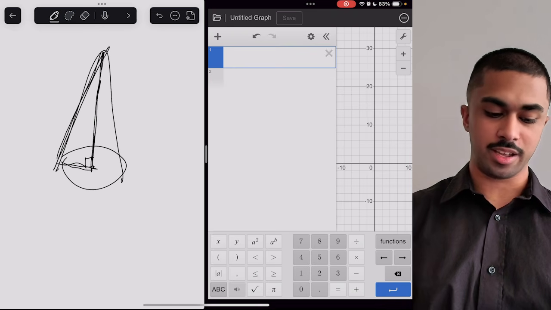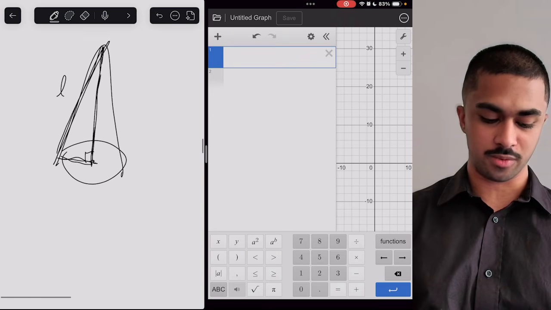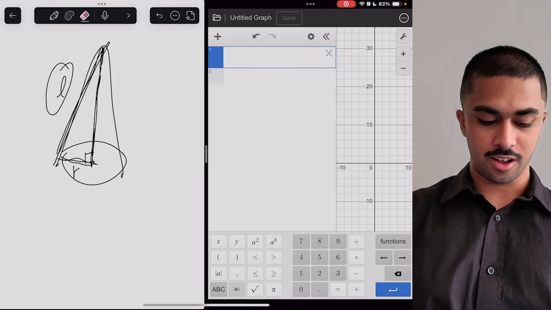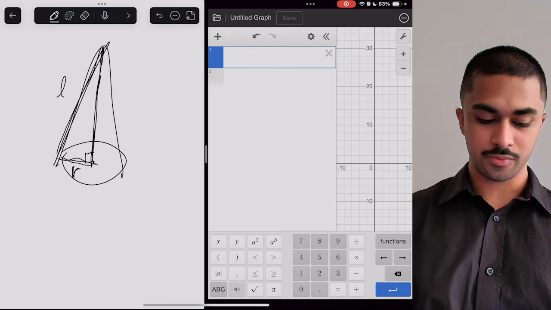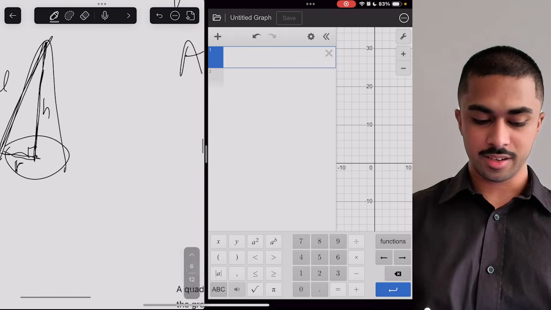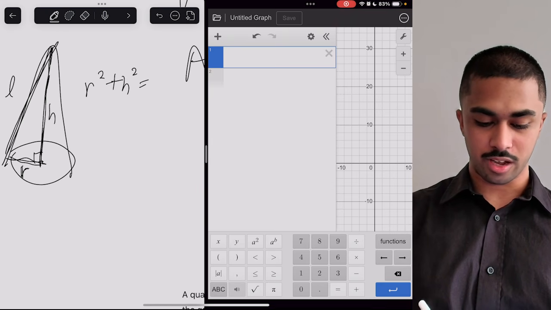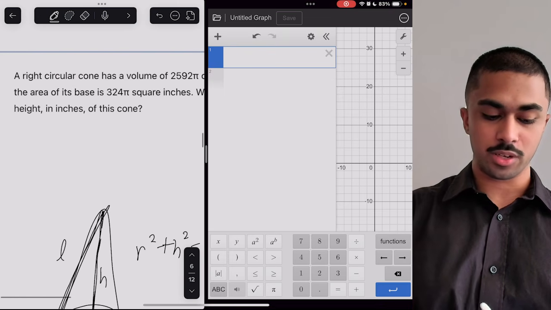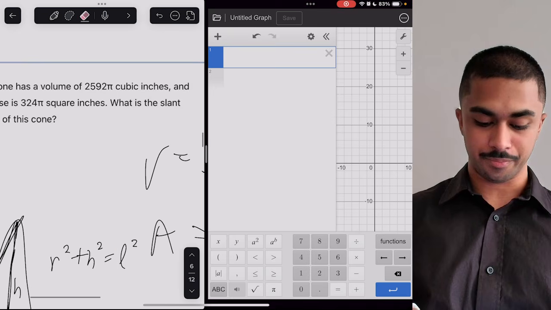We typically label the slant height as L because S would stand for like side or something, and you don't want to get confused with your variables. So if your slant height is L, your radius is the first leg of the triangle. Your height is the second leg. And that means R squared plus H squared equals L squared. Whenever you see slant height, they always test you on this, on the SAT, every single time.